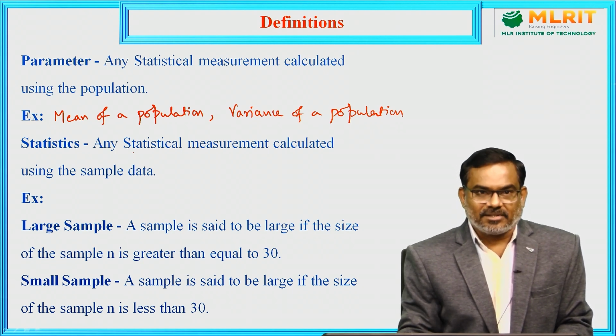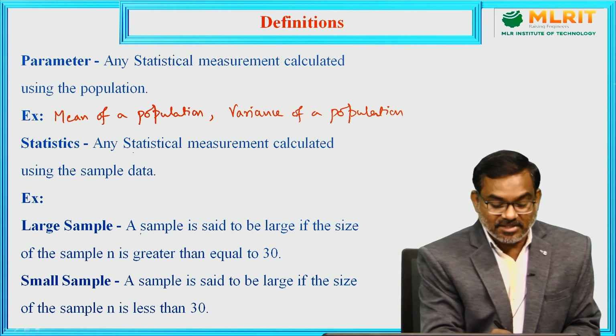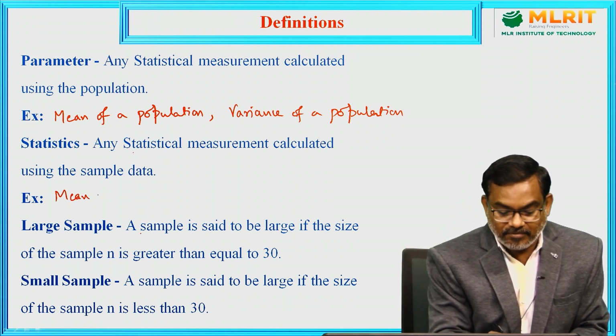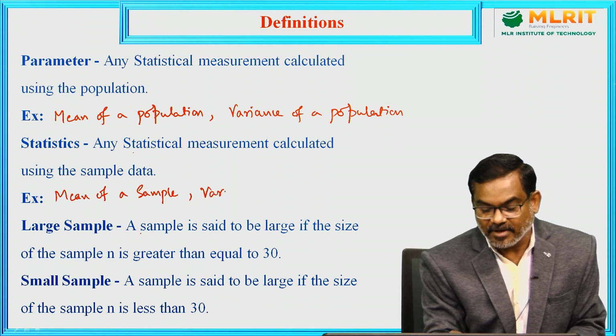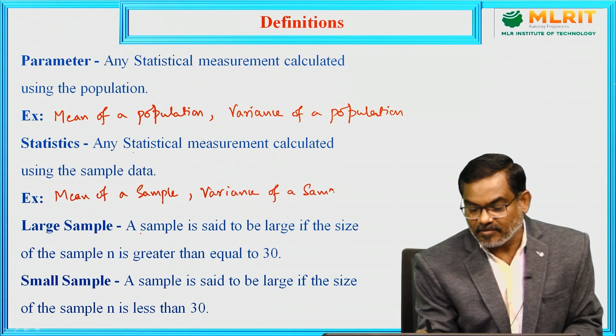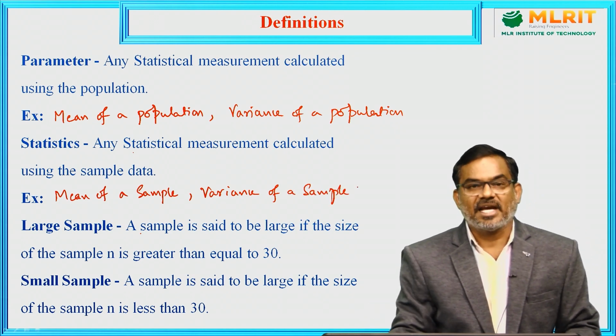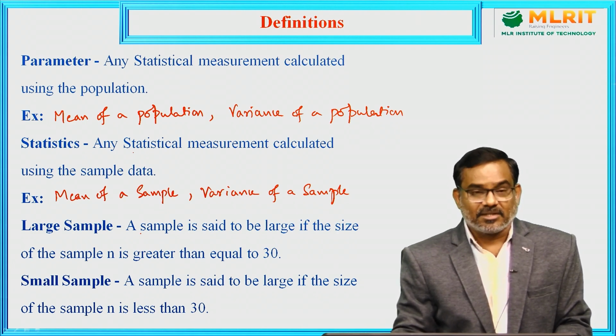Now statistics. Any statistical measurement calculated using the sample data is called statistic. For example, mean of a sample, variance of a sample, these are called statistic. So if we calculate any statistical measurement using the population, that is called parameter, and using the sample data, that is called statistic.